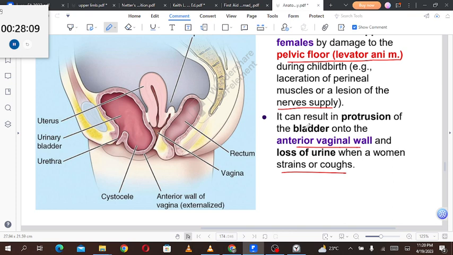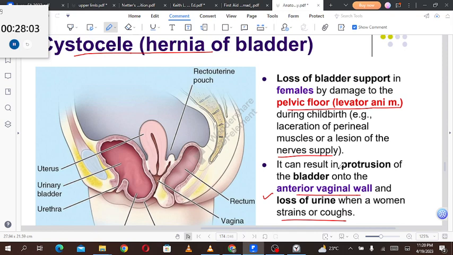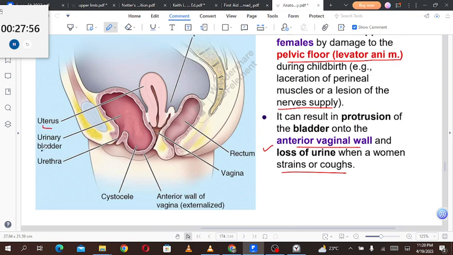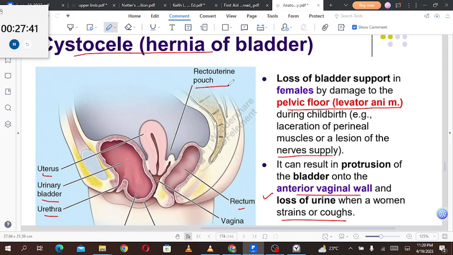So it can result in protrusion of the bladder into the anterior vaginal wall and loss of urine when a woman strains or coughs. The cystocele will result in what type of incontinence? That is stress incontinence. So here you can see the uterus, and the urinary bladder is over here, and the urethra is present here. Cystocele means the bladder is protruding into the anterior wall of the vagina, that is, externalized. It can come out as well. Then vagina, rectum, and here we have the rectouterine pouch.